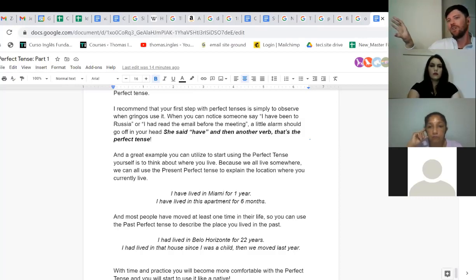If you can notice, if you can observe when a gringo says, I have studied at Harvard, or I had studied at Harvard, the University of Harvard in Massachusetts. If you can notice that, and you start to notice that on a regular basis, that's a great first step. So don't worry, if you're new with the perfect tenses, don't worry so much about using them a lot. A good first step is to just observe when somebody is using them. Okay? So that's my first recommendation.